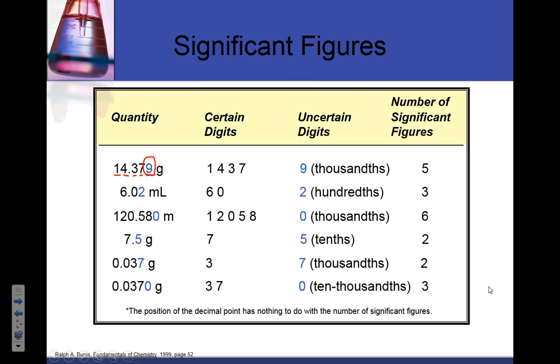Now in the next one, 6.02, now I've got non-zeros, 2 of them. By rule 1, they always count. And by rule 2, the 0 in the middle counts because zeros between non-zeros always count. So that's why it's 3 significant digits. And my last significant digit would be that 2. That's my uncertain digit. Now the next one, my 1, my 2, my 5, and my 8, all those count by rule 1.